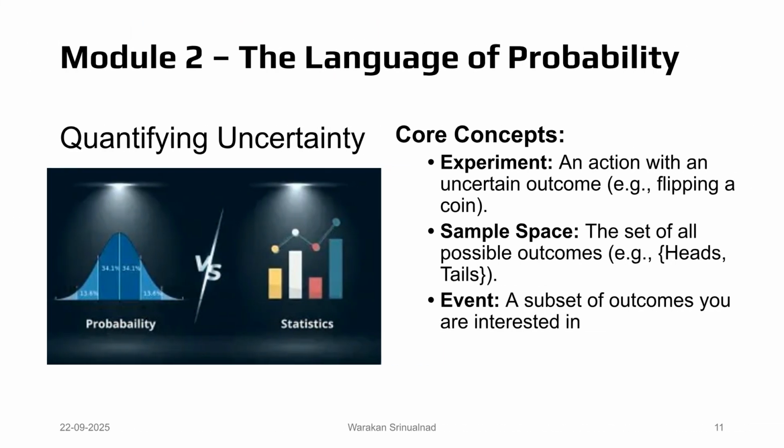Now we move to Module 2, introducing probability concepts. Probability, the language we use to quantify uncertainty. The core concepts are simple. An experiment is an action with an uncertain outcome, like flipping a coin. The sample space is every possible outcome, in this case heads or tails. And an event is the specific outcome you're interested in.